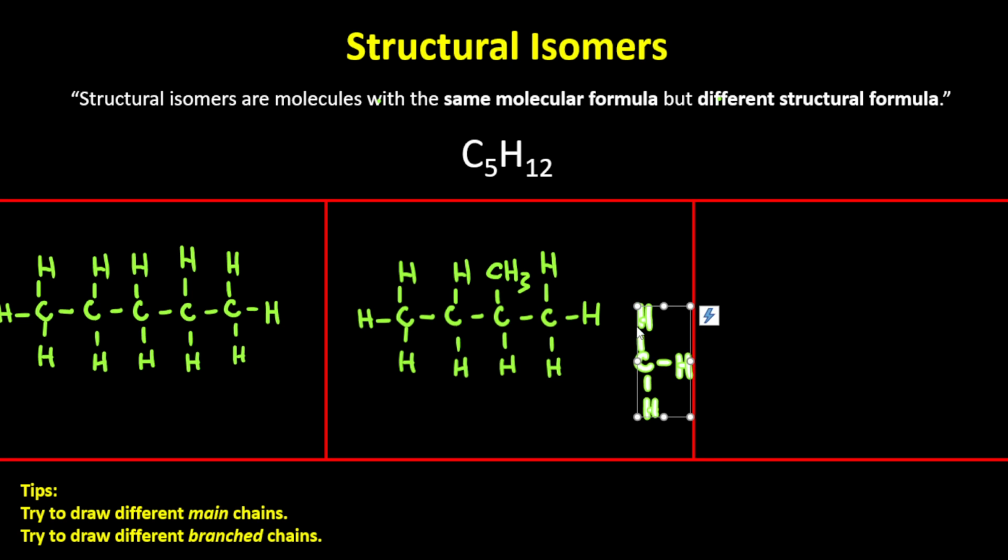Right, so this is just CH3, right? There's 1 carbon, 3 hydrogen. But now, do I still have the same C5H12? Yes, I do. 1, 2, 3, 4, 5 carbon, hydrogen 12. This is 3, 4, 5, 6, 7, 8, 9, 10, 11, 12. But what is this name?